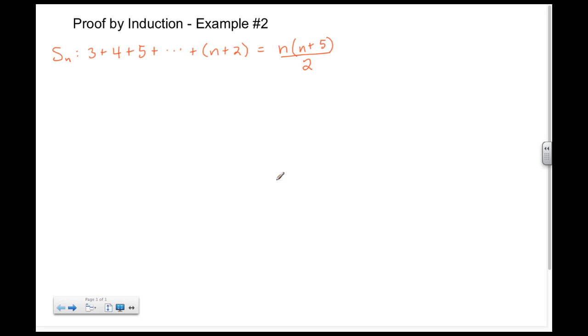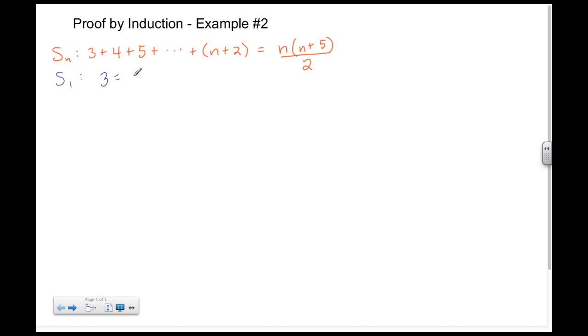Today we're going to continue with a second example of proof by induction. First thing we're going to do is to prove that S sub 1 is true. When we talk about S sub 1, I've taken the value of n and given it a value of 1, and I know that my first term here should be a 3.